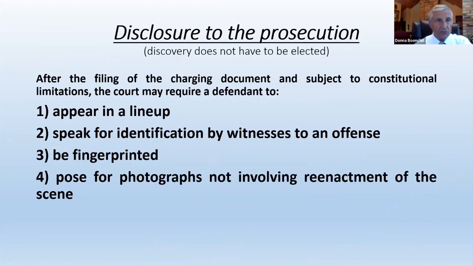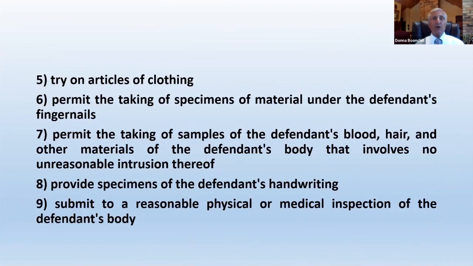1, appear in a lineup; 2, speak for identification by witnesses to an offense; 3, be fingerprinted; 4, pose for photographs not involving reenactment of the scene; 5, try on articles of clothing; 6, permit the taking of specimens of material under the defendant's fingernails; 7, permit the taking of samples of the defendant's blood, hair, and other materials of the defendant's body that involves no unreasonable intrusion thereof. By that, they mean you cannot surgically go in and look at a person's kidney to find out whether or not it happens to be the one of the accused.